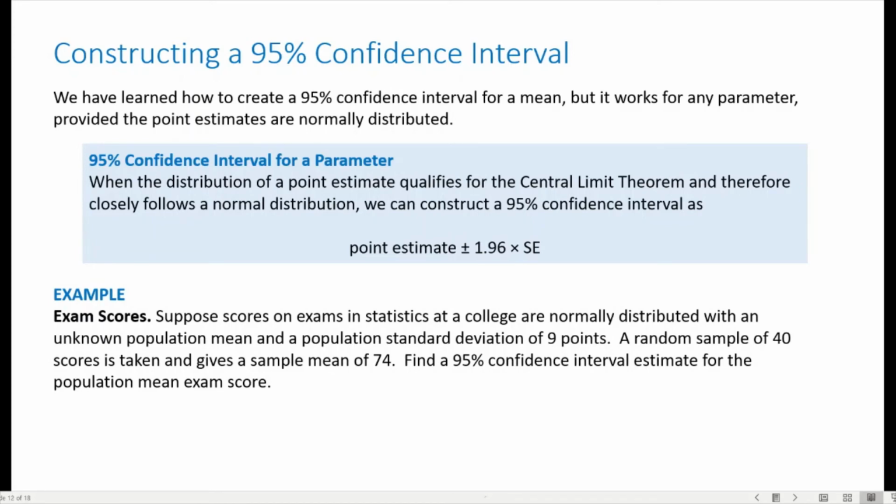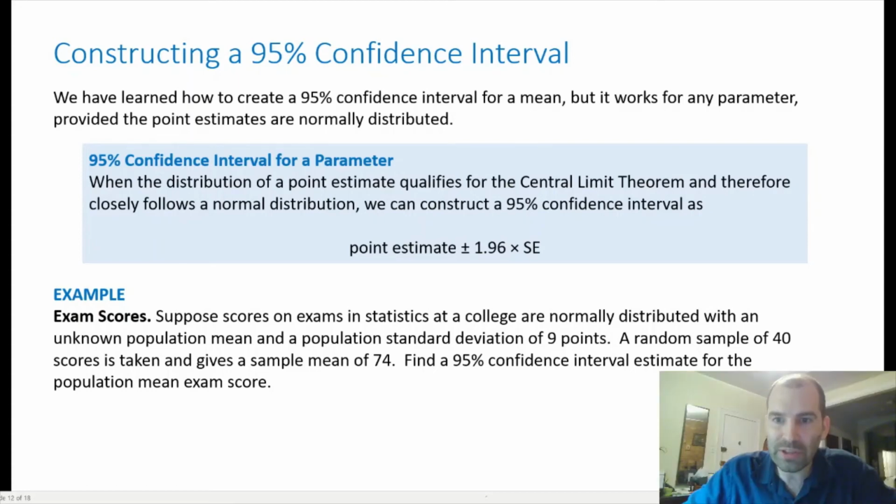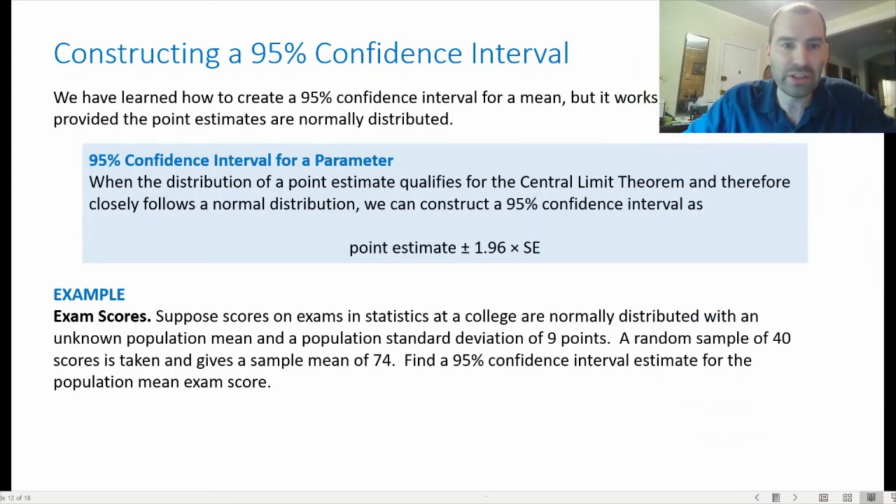So it says exam scores. Suppose scores on exams in statistics at a college are normally distributed with an unknown population mean and a population standard deviation of 9 points. A random sample of 40 scores is taken and gives a sample mean of 74. Find a 95% confidence interval estimate for the population mean exam score. We want to find out what is that population mean.